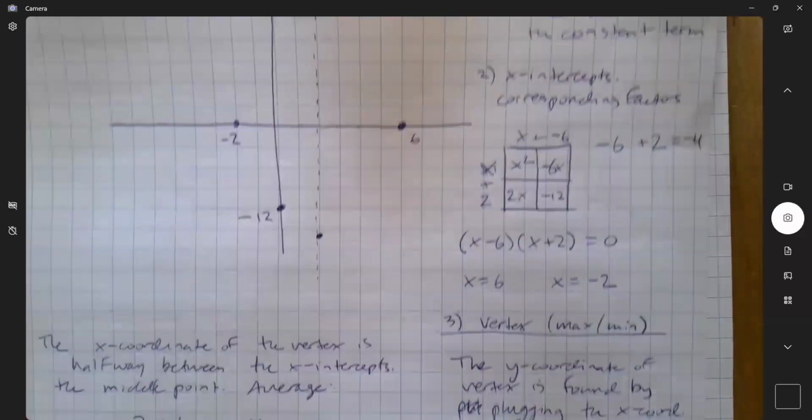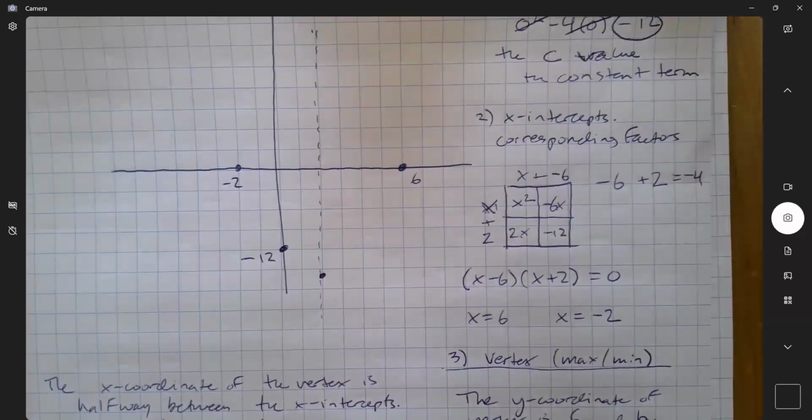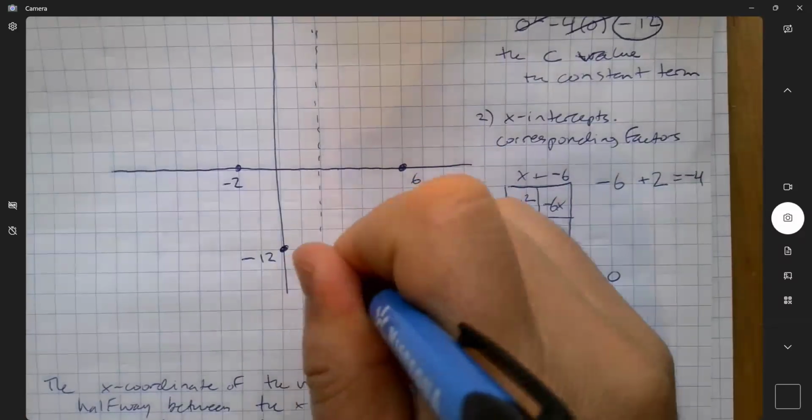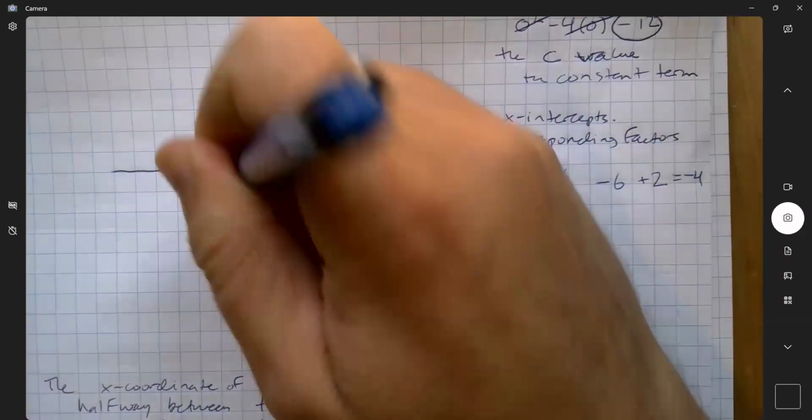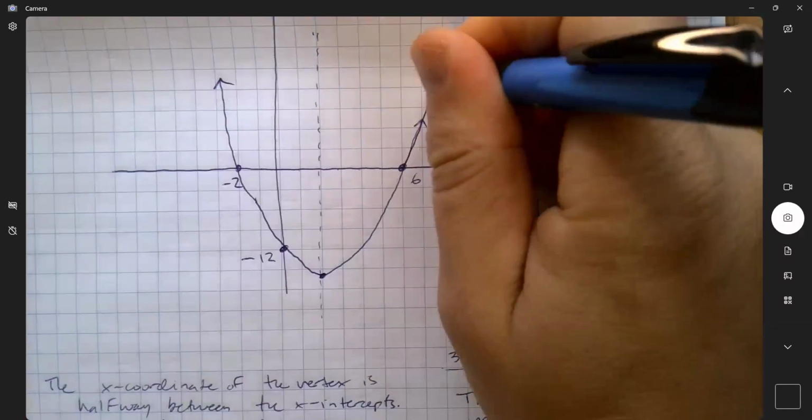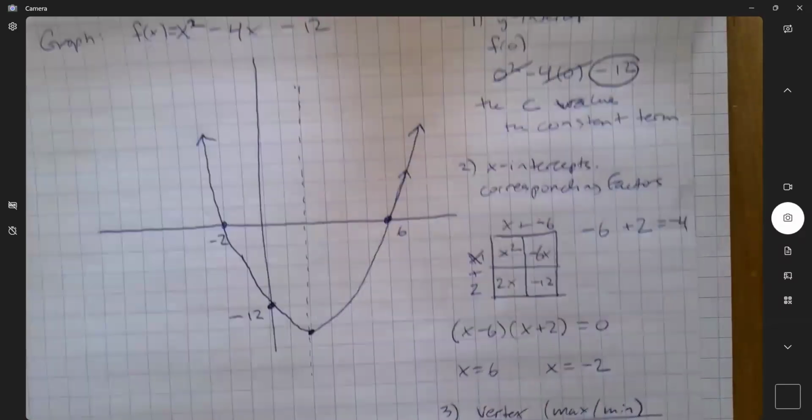And by the time we have all this information on our graph, it's also obvious it opens up because the minimum has to come up through these points, like so. And we've graphed our quadratic function.